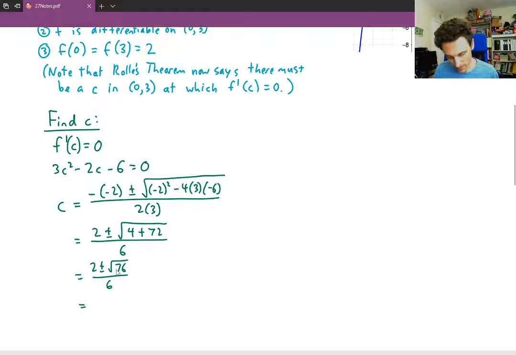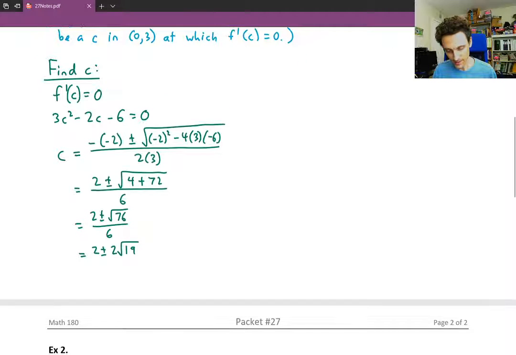Let's see, does 4 go into 76? Yes, 4 goes into 76. So we're going to have the square root of 4, which is 2, and then 4 goes into 76, 19 times, over 6. Okay, got some more simplification to do. We can divide the whole top and the whole bottom by 2.